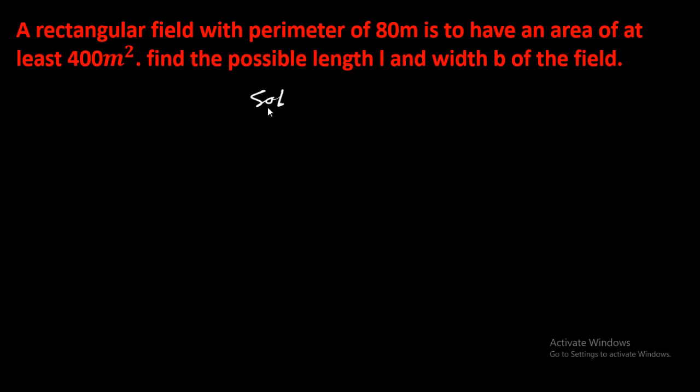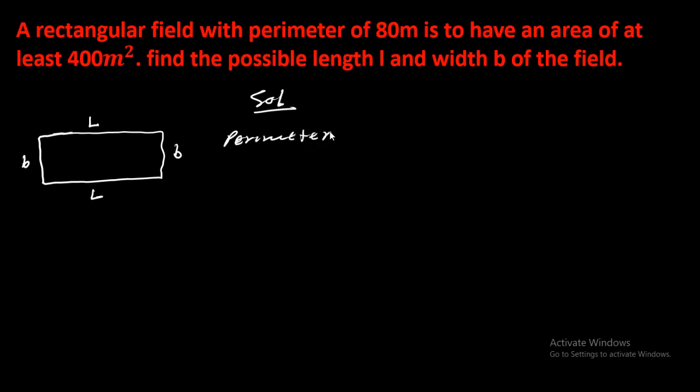So you can say solution. So we have been given a rectangular field. So this is the rectangular field. So you can find this is the length, this is the breadth. To look for the perimeter, it is simply equal to L plus B plus L plus B. This is simply equal to the perimeter we have been given, it's 80.